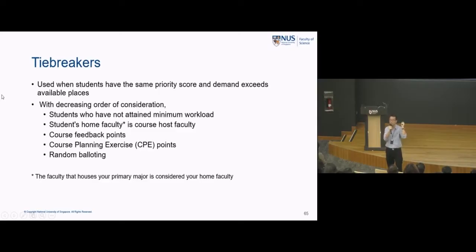So what does the tiebreaker do? The tiebreaker considers many things. For example, whether you have already achieved minimum workload. If you have already achieved minimum workload and you are trying to get this as your 7th or your 8th course, then the other poor chap has only 4 courses, haven't even met the minimum requirement yet, then obviously, if the priority score is the same, then give to that guy lah. Okay, give chance. All right. So there are certain tiebreakers that are considered in the event that the priority score turns out to be the same, and when demand exceeds quota.